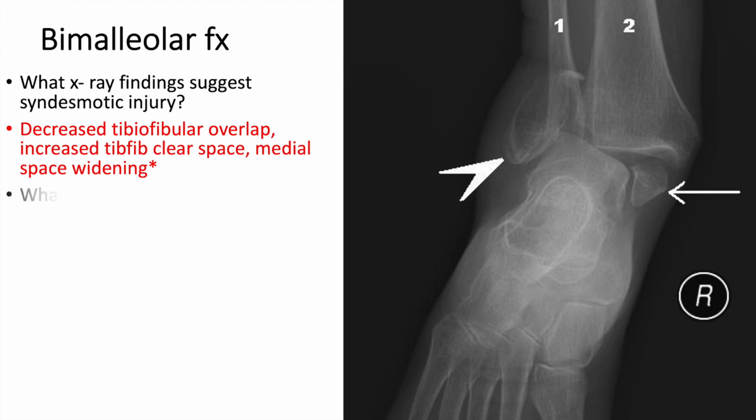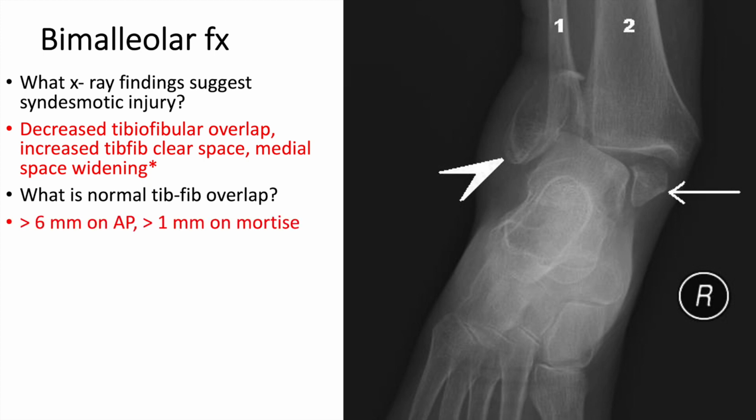And so let's go one by one. So what's normal tib-fib overlap? All right, it'll be greater than 6 millimeters on the AP and greater than 1 millimeter on the mortise. So mortise has an O, so I think of O for 1. That's sort of how I kept that one straight. And I have an arrow here showing the tib-fib overlap.